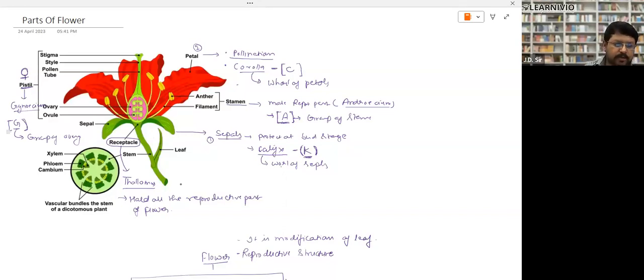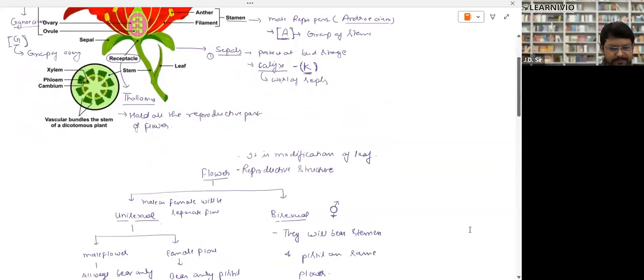Right? Then come to the male part. They are called stamen. Stamen, the top part is anther, lower part is filament. They are male reproductive or androecium. Androecium is the group of stamen. This female part is called pistil. Pistil has stigma, style. Then the lower part has ovary and ovule. The group of pistil is called gynoecium, right? We represent by Z. So this is the basic structure.